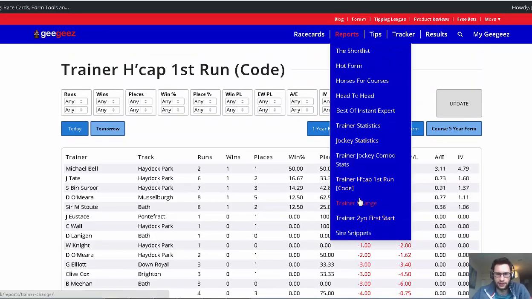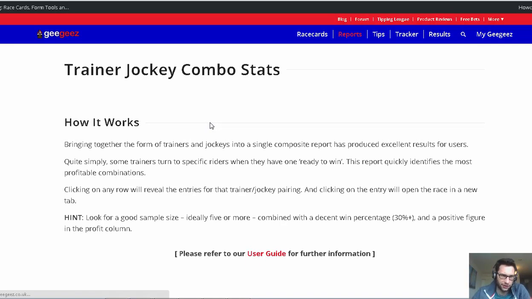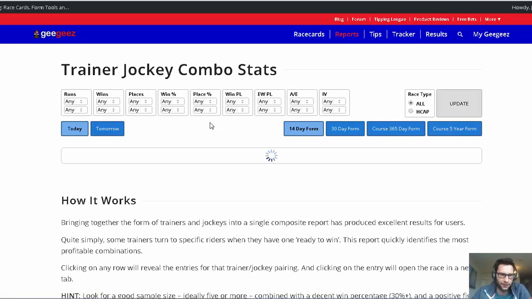So we've done that. Trainer wasn't much there. Trainer jockey combo stats, these ones are good. Pointers from the previous day's results, so let's have a look. It's just slowing down a bit.